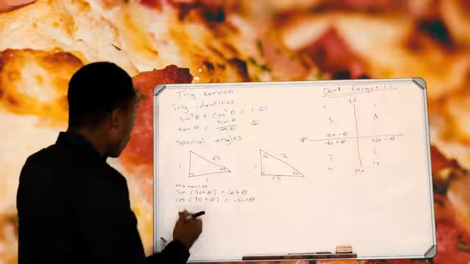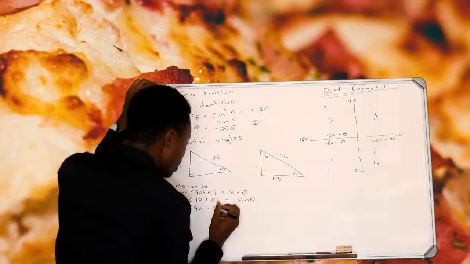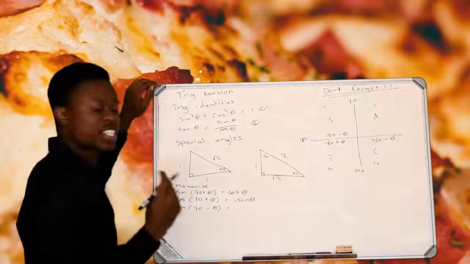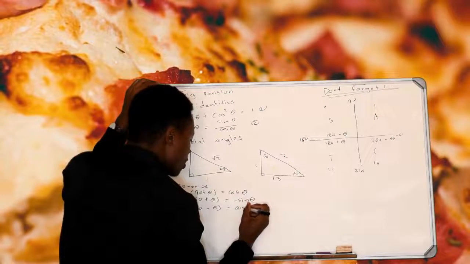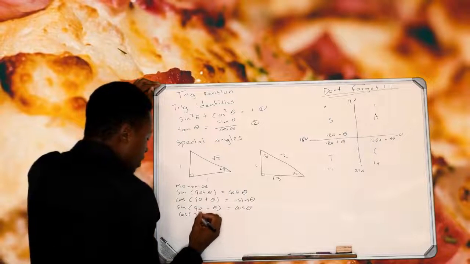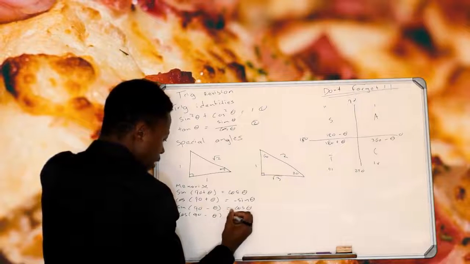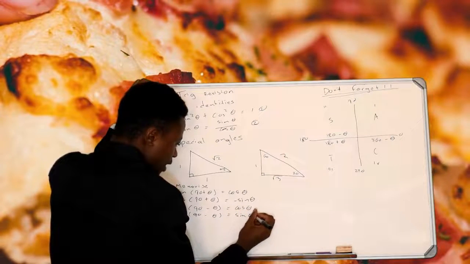Okay, let's look at the other one. Let's look at sine 90 minus theta. What does that result in? That results in cos theta. The last one, the cos 90 minus theta, it results in sine theta.